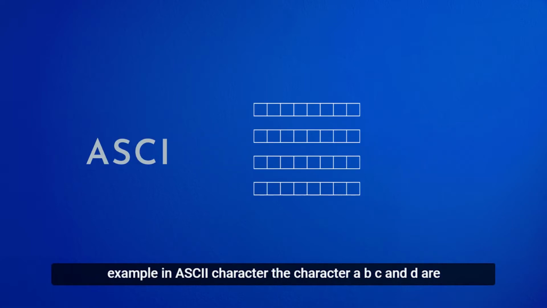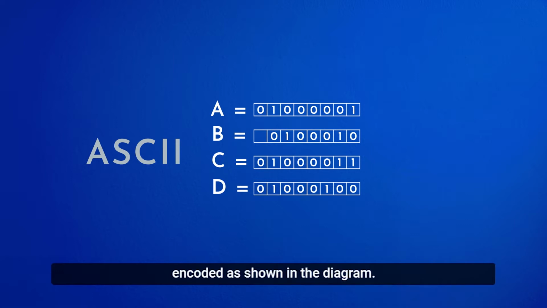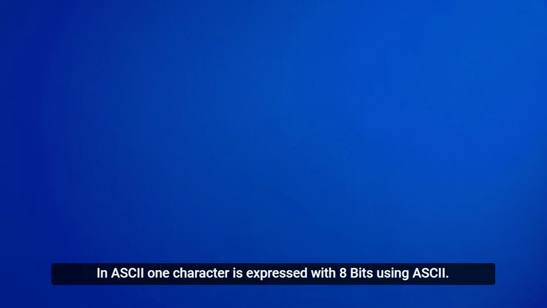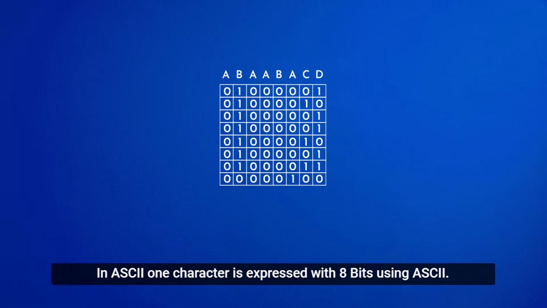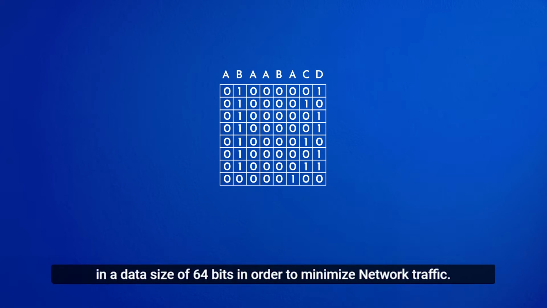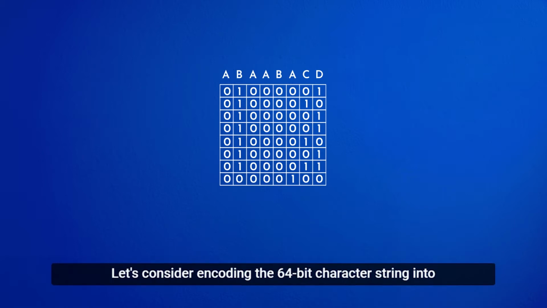For example, in ASCII, the characters A, B, C, and D are encoded as shown in the diagram. In ASCII, one character is expressed with 8 bits. Using ASCII, we encoded the character string A, B, B, C, D. It resulted in a data size of 64 bits. In order to minimize network traffic, let's consider encoding the 64-bit character string into something smaller.